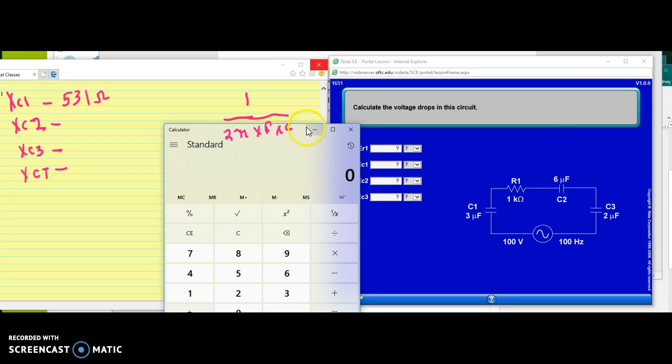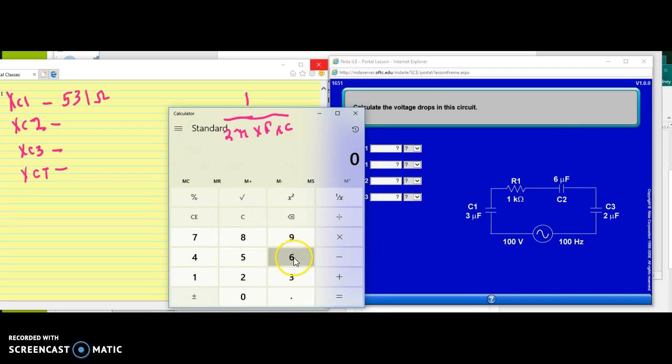And we'll clear the calculator. And we're going to say 2 pi, 6.28, times 100, which is our frequency, times 0.00005, C2 being 6 microfarads, equals, invert that, and we got 265 ohms there. So we'll write that here. 265, and we won't round since that's 0.39.